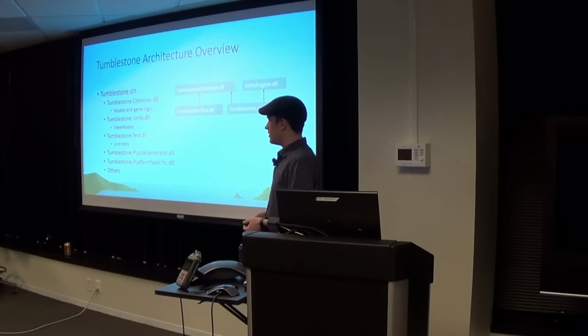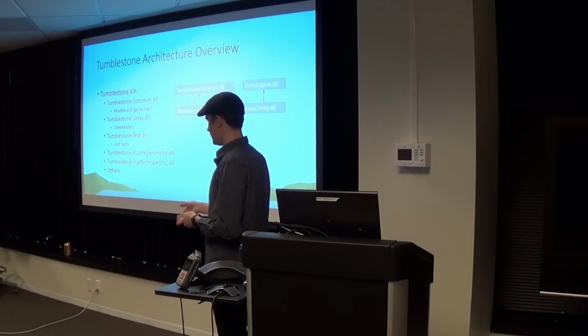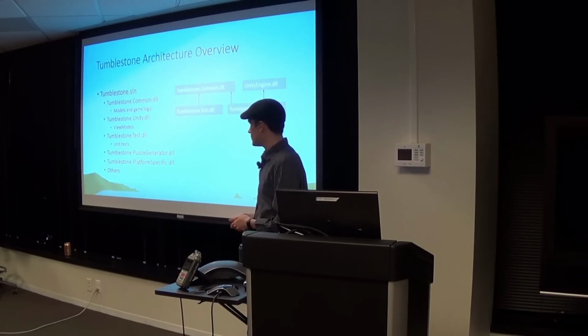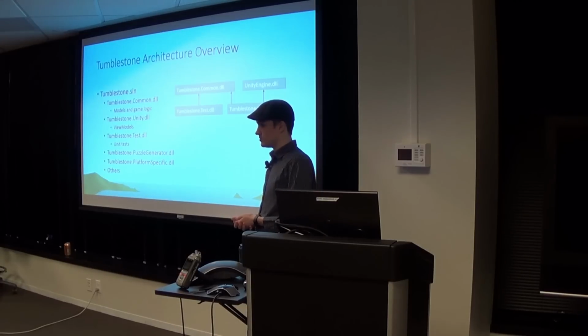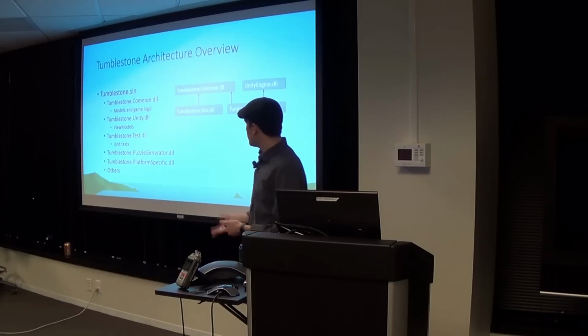Tumblestone.unity is essentially the same project file that Unity would generate for you. So for example, if you created a new Unity scene, it's going to generate a project file for you that contains all of your scripts and your MonoBehaviours. That's what this is. The MonoBehaviours are the view models. That's what Tumblestone.unity contains.